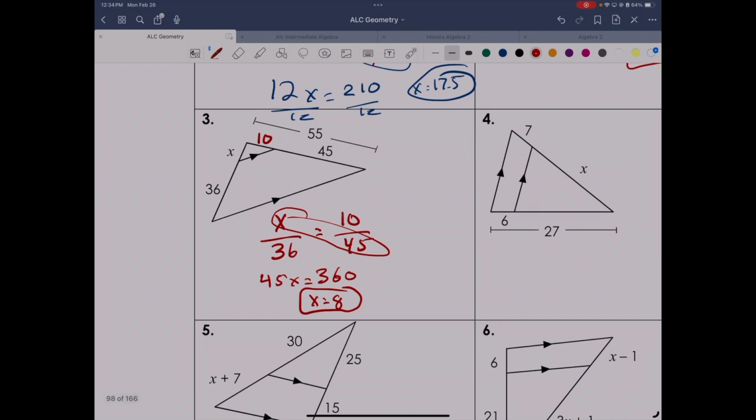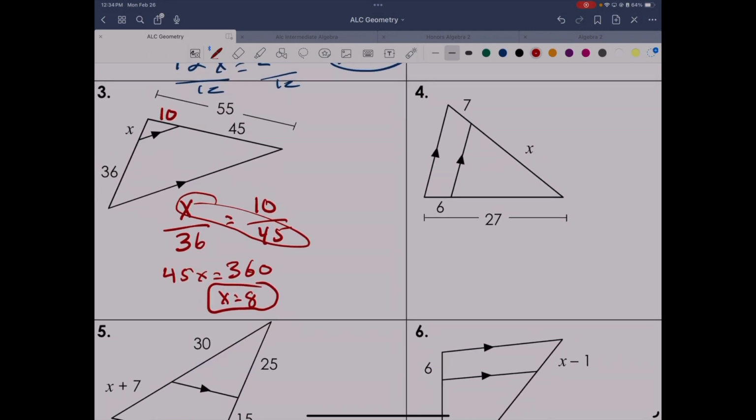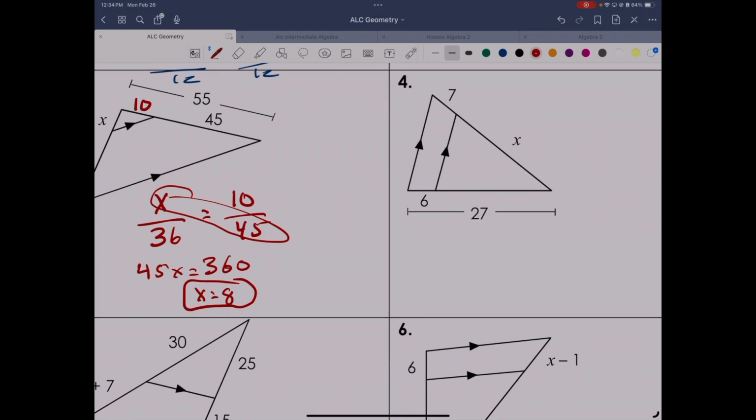Go ahead, set up number 4 real quick. See if you can set up number 4.